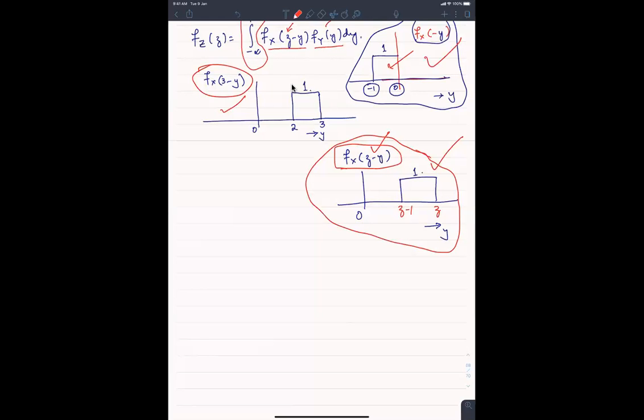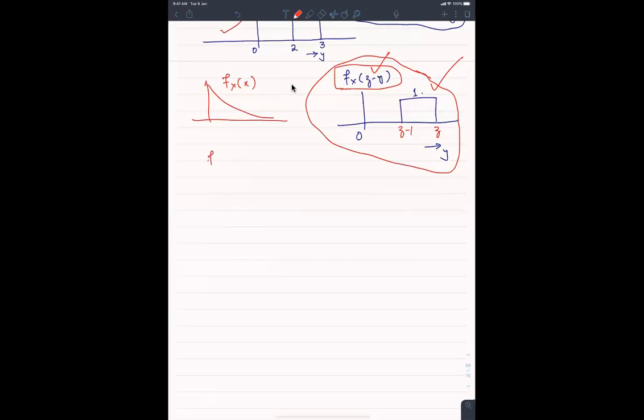अगर ये यूनिफॉर्म की जगह पे एक्सपोनेंशियल होता, अगर हमारा fx of x इस तरह का होता, this would have been our fx of x. Then fx of z minus y would look like the following. यहाँ पे होता और ये फ्लिप. सो पहले इसको फ्लिप करते, इस वाले को फ्लिप करते और उसके बाद उसको z यूनिट्स शिफ्ट करते.